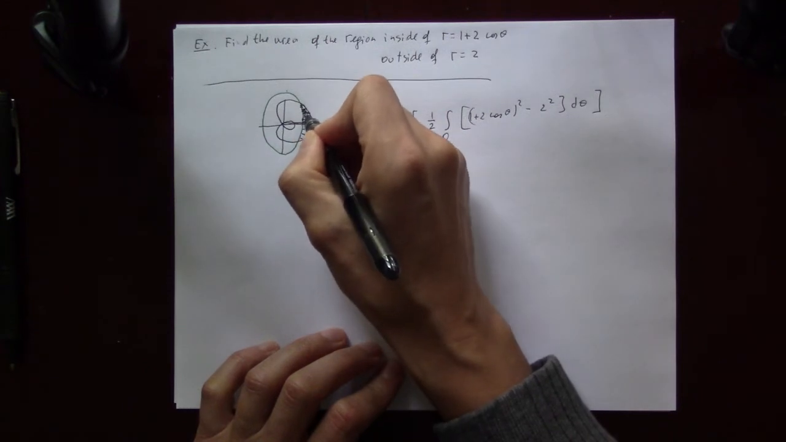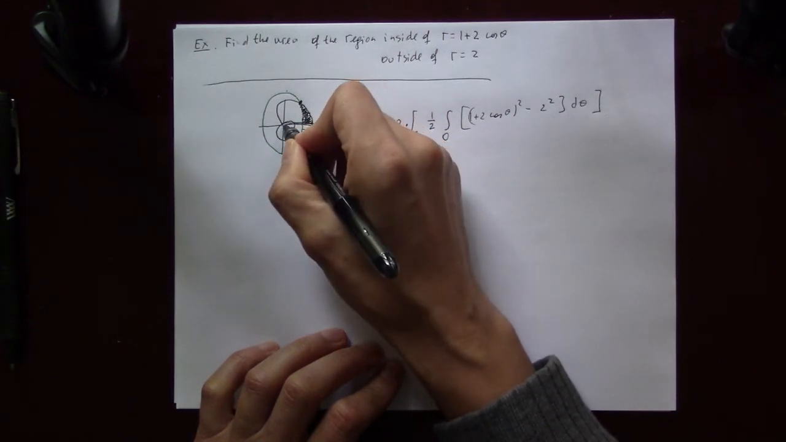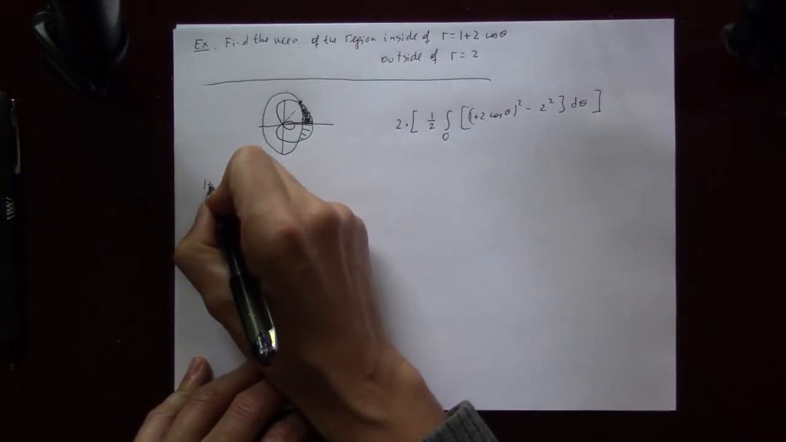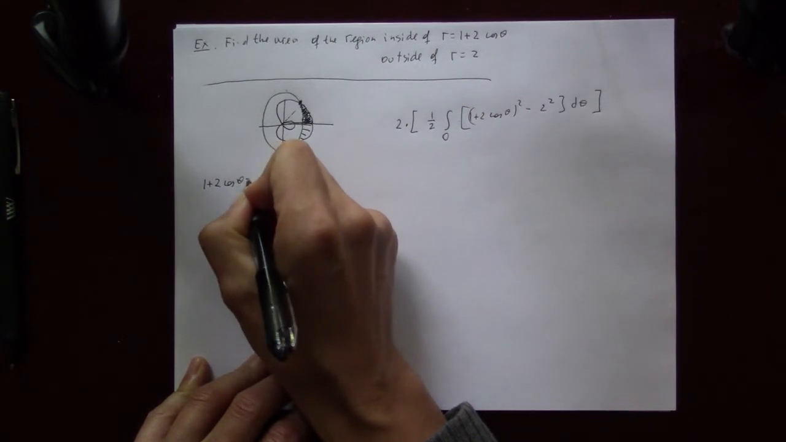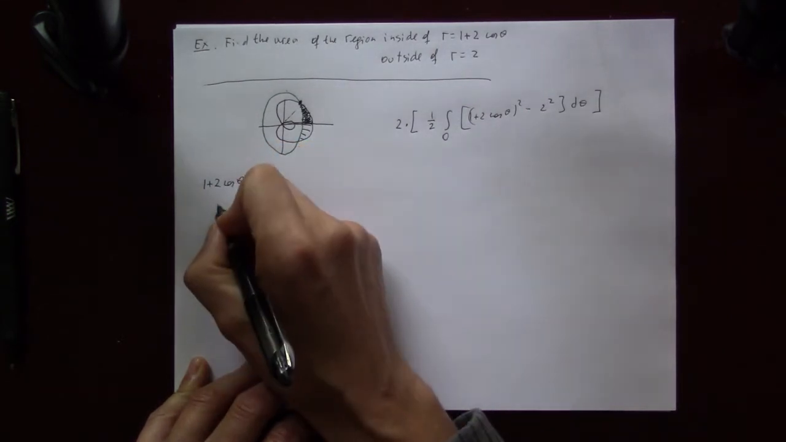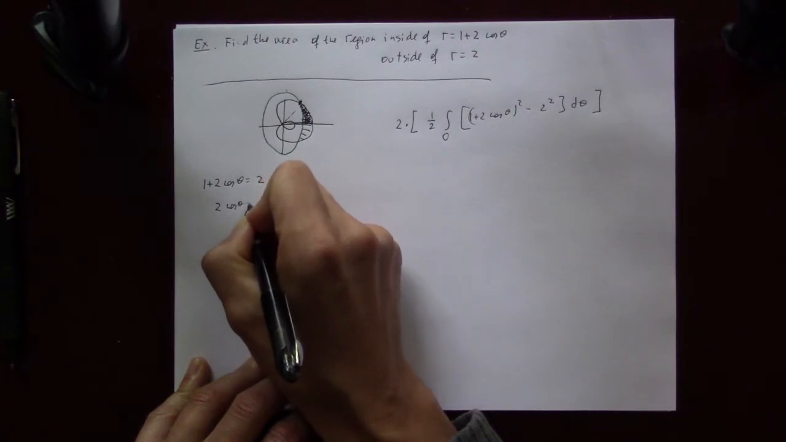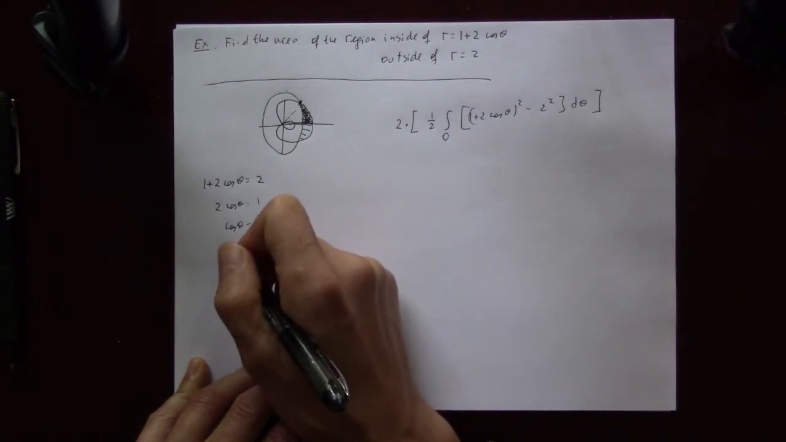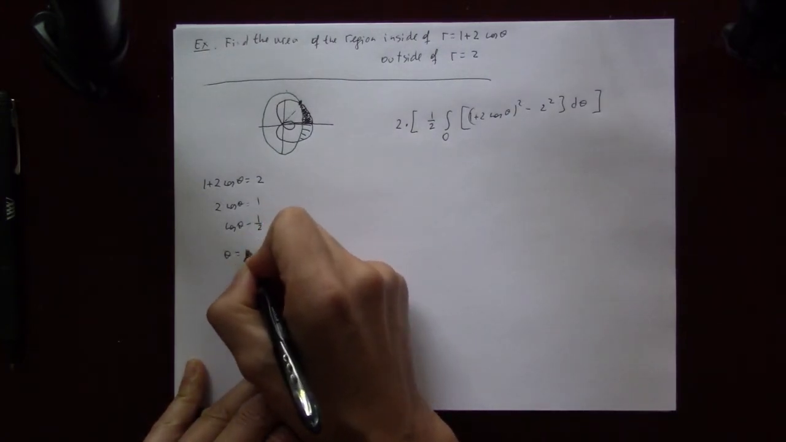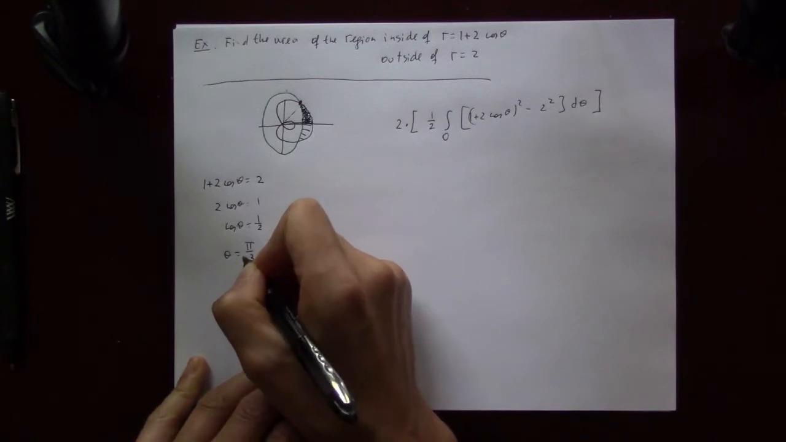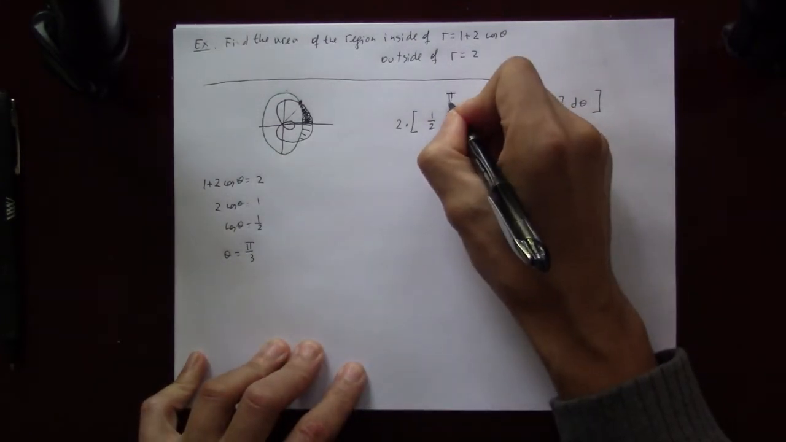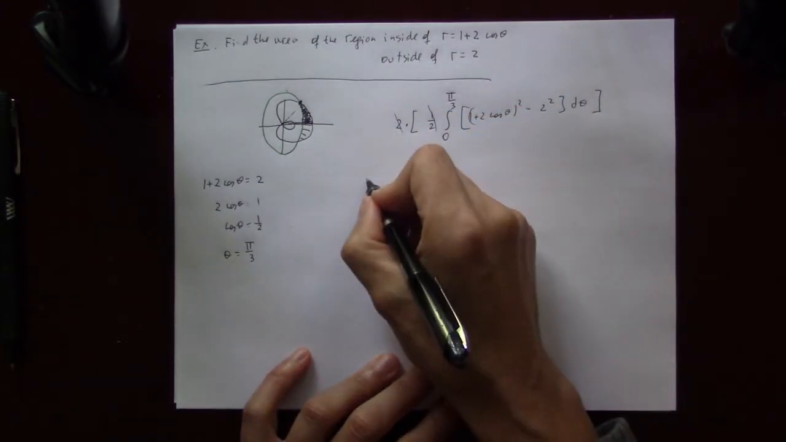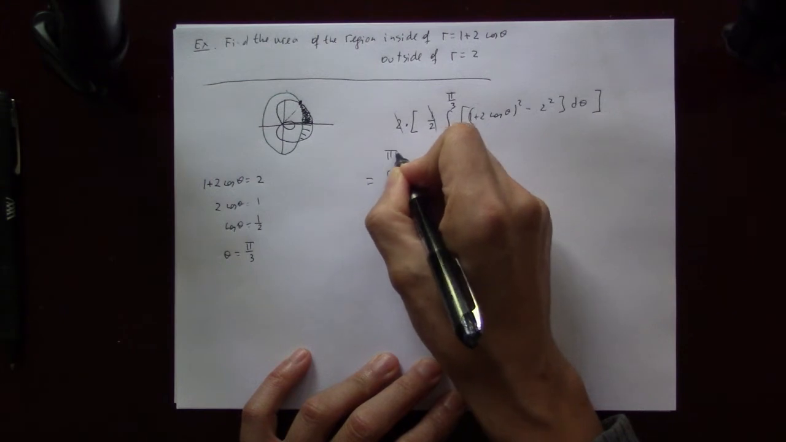and we finish when we hit this point. To find where we hit this point, we set the functions equal to each other. So limaçon equals circle, so 1 plus 2 cosine theta equals 2, so 2 cosine theta equals 1, so cosine theta equals 1/2, so theta equals pi over 3. So upper limit will be pi over 3. So 2 and 1/2 cancels out, so we get integral 0 to pi over 3.